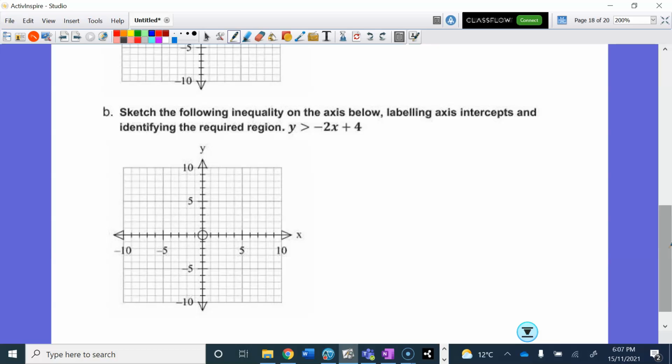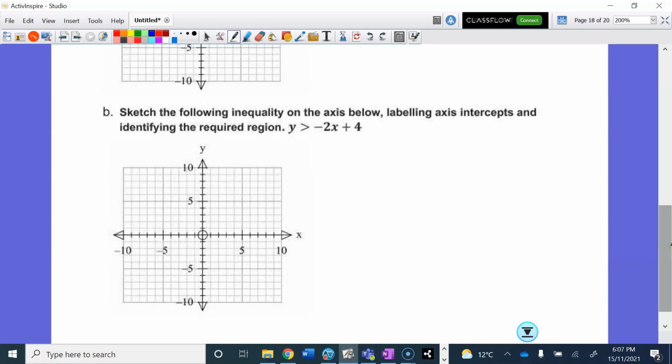The only thing you'll have to remember when you do the second one is that your line will be a dotted line. Okay, so when you do that one and you put it into your calculator, y greater than -2x plus 4, you'll need to remember it's a dotted line. You'll have to figure out what's the y-intercept, what's the x-intercept, and which part do I shade, and then which part is the required region. Okay, so all of these questions are going to have either dotted or solid lines. They're all going to have x and y intercepts labelled, and they're all going to have required region highlighted.